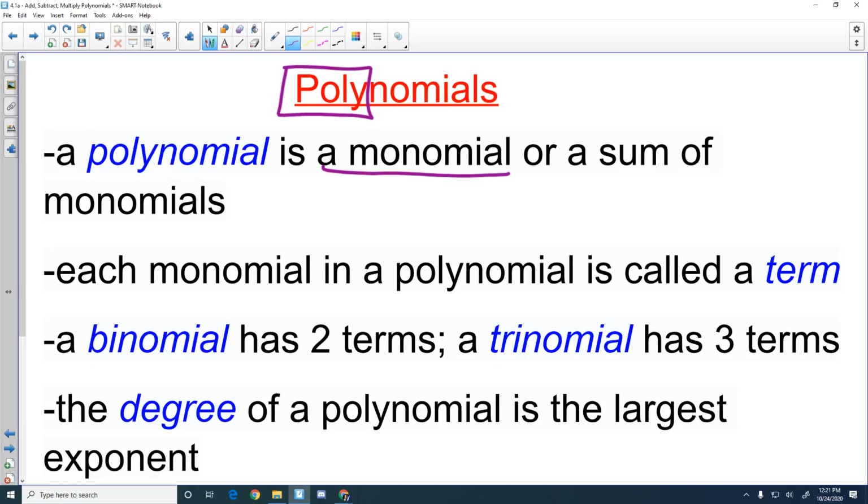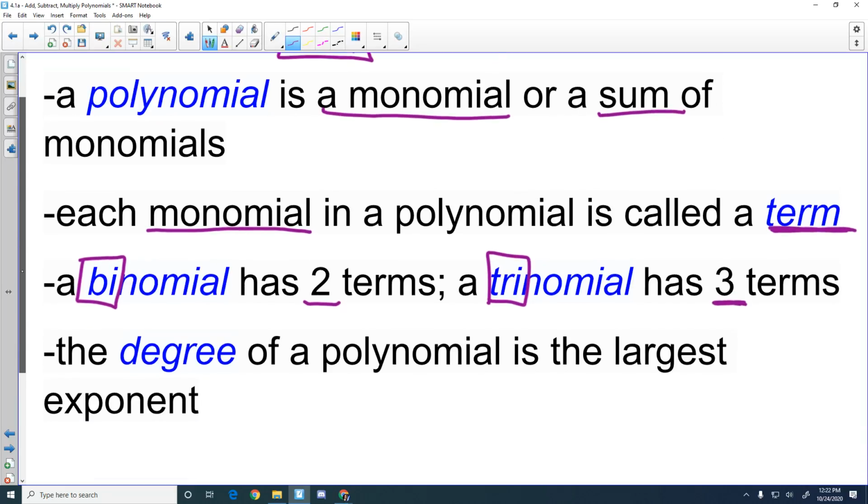Typically, it's going to be a sum of monomials, meaning you're going to be adding them together or subtracting them, right? Like 2x squared plus 3x minus 5 would be a polynomial. Now, your polynomial is made up of all these smaller monomials, which we generally call terms. Hey, there's 3 terms in this polynomial. The number of terms that a polynomial has gives it a special name. For example, a binomial has 2 terms, since the prefix bi means 2. A trinomial has 3 terms, because the prefix tri means 3.